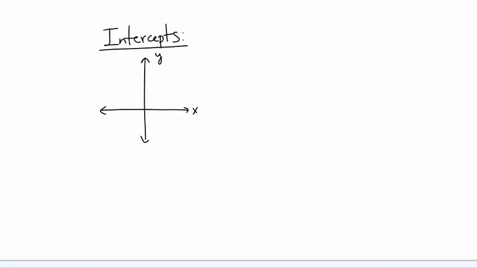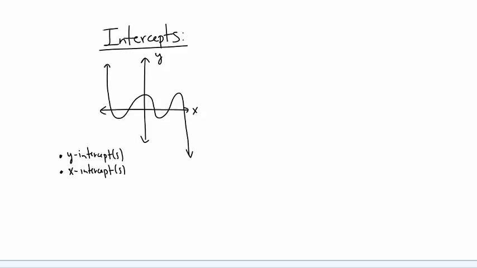Let's explore intercepts. Let's start again with the geometry. Let me draw a graph. Does this graph have any y-intercepts? And we also want to know, does this graph have any x-intercepts? What do we mean by the intercepts of a graph? Well, these are the points on the graph that are also on the x-axis or the y-axis.